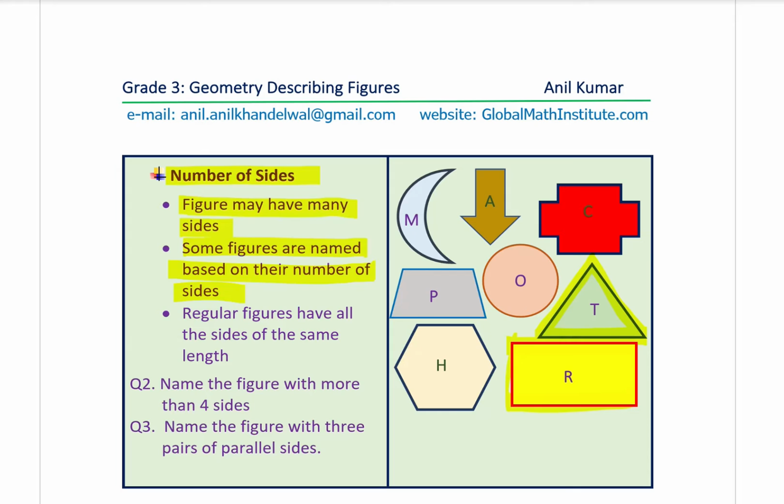Hexagon, for example, has 6 sides, right? It is named because of its sides. So we can say this is a hexagon. Hexagon means 6 sides. So there are figures which are named based on their sides itself.